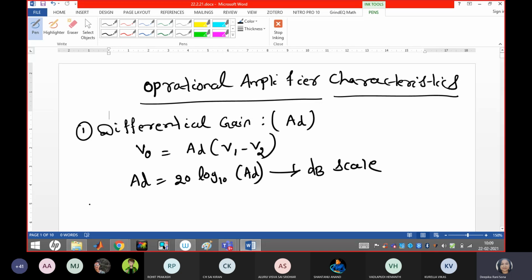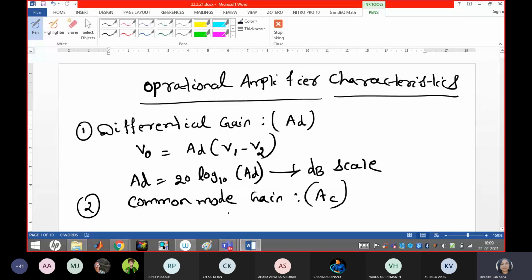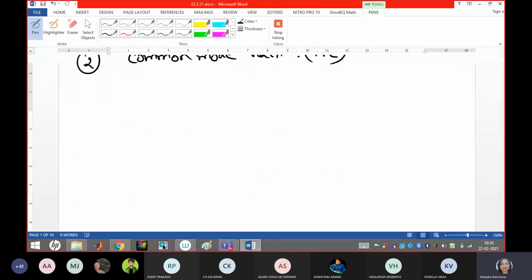Then the next one is common mode gain. It is represented as AC. D stands for differential, A stands for gain. From that point of view only we write AC, AD like that. Ideally, what we have learned, V0 must be 0 for an ideal op-amp. But practically, this is not the case. V0 is not always 0. It depends upon the difference between the voltages, and also upon the average of the common level of the two inputs.